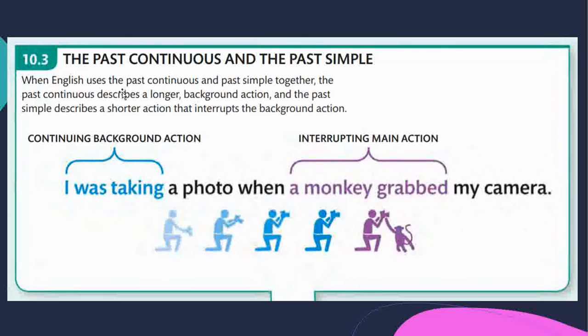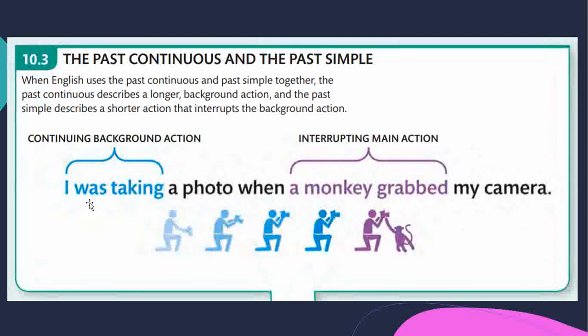When English uses the past continuous and past simple together, the past continuous describes a longer background action and the past simple describes a shorter action that interrupts the background action. Now, what do we mean? Let us look at one example so that we get a better understanding of a long-term action, an action that is continuous in the past, that is continuing in the past. We call it past continuous action, and the next action that interrupts it is a simple past.